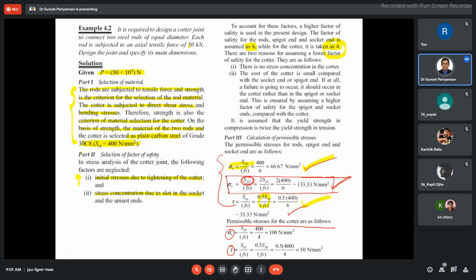Now here, permissible stress for the cotter: sigma t is equal to SYT divided by FOS, and tau is shear yield divided by FOS. Shear yield is nothing but 0.5 times SYT divided by FOS, because here the stress is the same. SYT, SSY we are considering same because both materials are the same, spigot material and cotter material. But for the cotter we are providing less factor of safety to avoid failure in the major components. Hence, we have to separately calculate the permissible stress limit in the cotter.